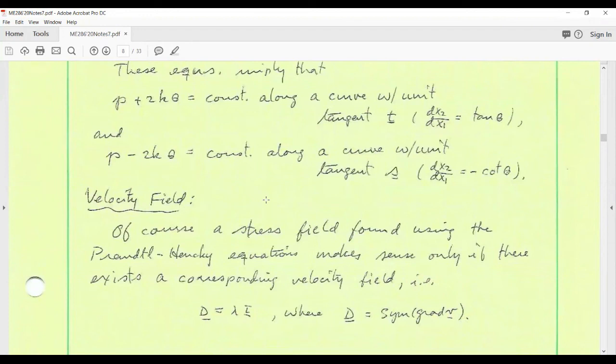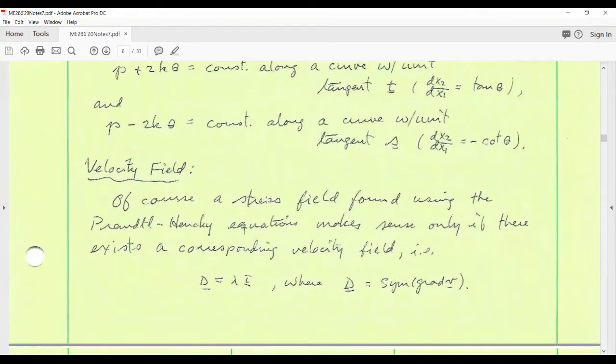So I think we're close to the end, so I think I'll stop here. Of course, we're not done, even if we succeed in solving these equations, as we'll do by example, to get the stress field. We want to make sure there's a corresponding velocity field, right? Because the constitutive equation relates the stress field to the rate of deformation, which involves the velocity field. So let's say we get a stress field, so we know tau. We want to make sure that there exists a velocity field such that this formula is satisfied with lambda non-negative. Lambda non-negative, remember, ensures that we have dissipation in the material. So it's a physical requirement.